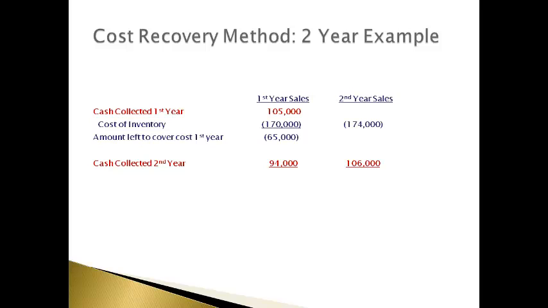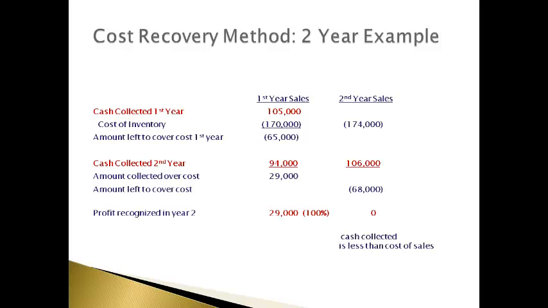Cash collected in the second year is related to both the first year's sales and the second year's sales. At the end of the second year, cumulative cash collected specifically related to the first year totals $199,000, $105,000 plus $94,000, and this is $29,000 greater than the cost, and the entire $29,000 will be reported as gross profit in the year the cash is collected.